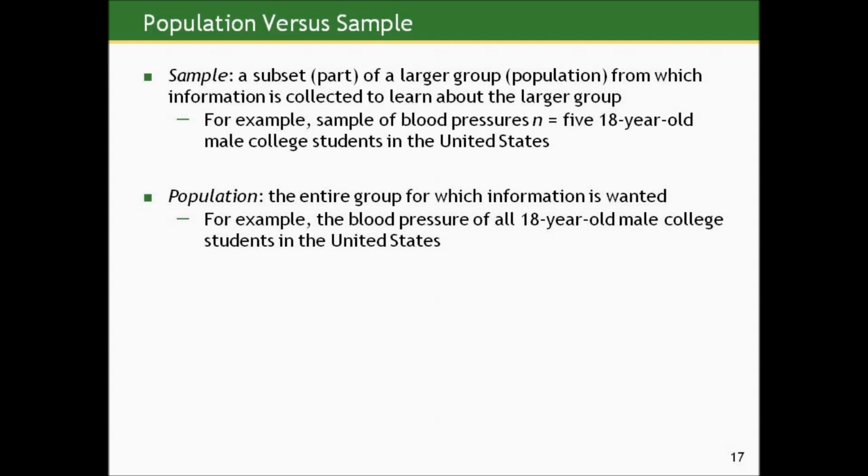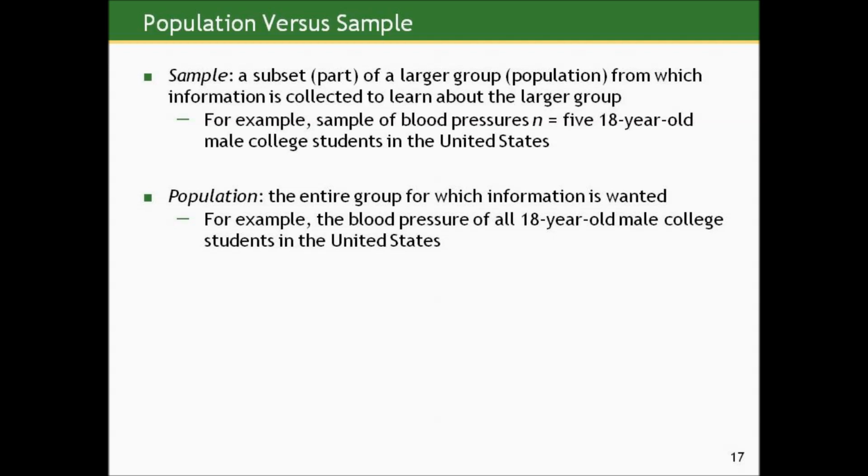Well, we only have 5 pieces of information collected from a larger body, all 18-year-old college students in the United States. A population is the entire group for which the information is desired, the one from which we've selected that subset called a sample. So in this example, we have a sample of 5 blood pressure measurements from all 18-year-old male college students in the United States, and the population of which we're studying vis-a-vis that sample is all 18-year-old male college students.